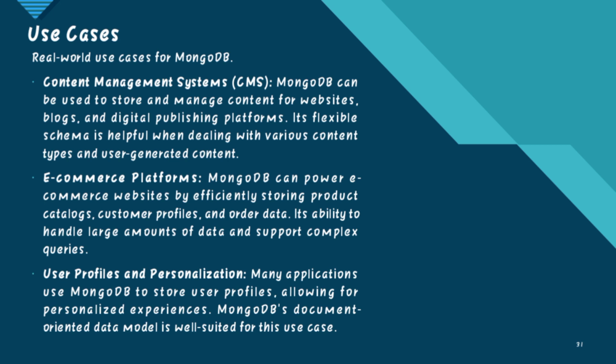Use cases in MongoDB. Real-world use cases for MongoDB. Content management systems. MongoDB can be used to store and manage content for websites, blogs, and digital publishing platforms. Its flexible schema is helpful when dealing with various content types and user-generated content. E-commerce platforms. MongoDB can power e-commerce websites by efficiently storing product catalogs, customer profiles, and order data.